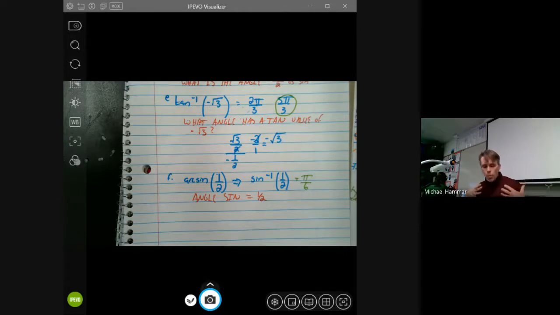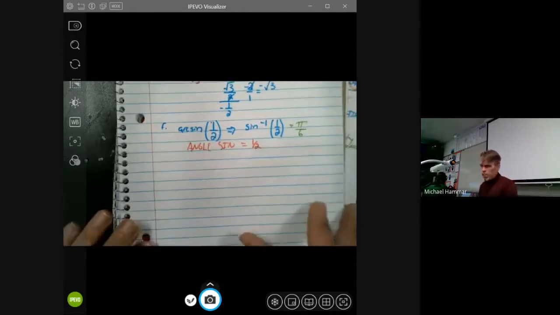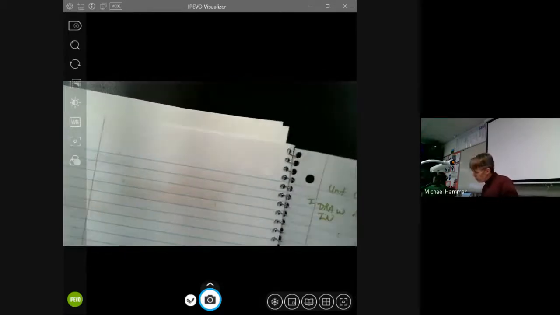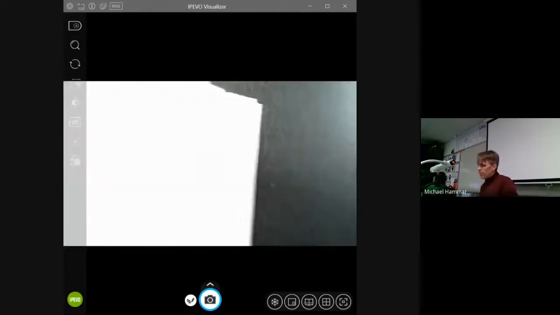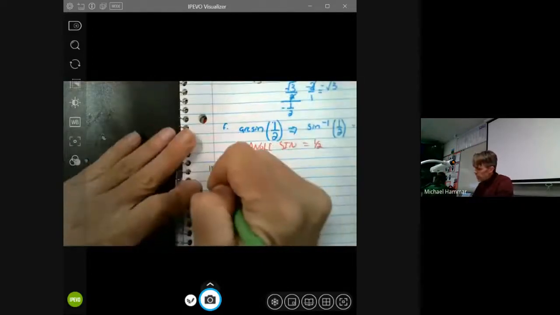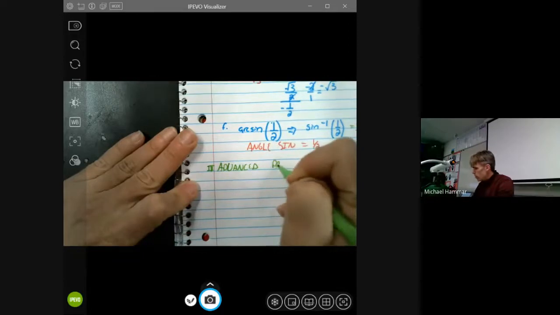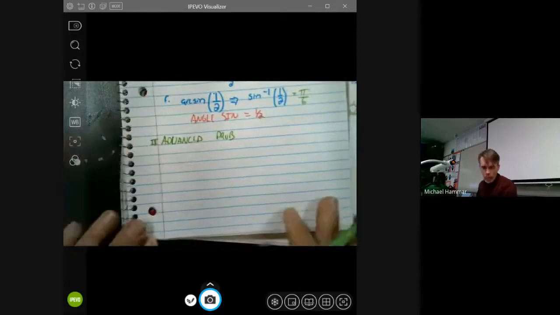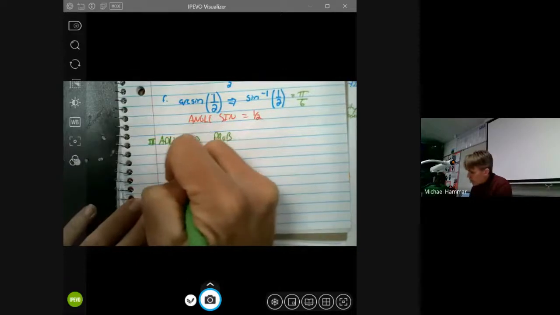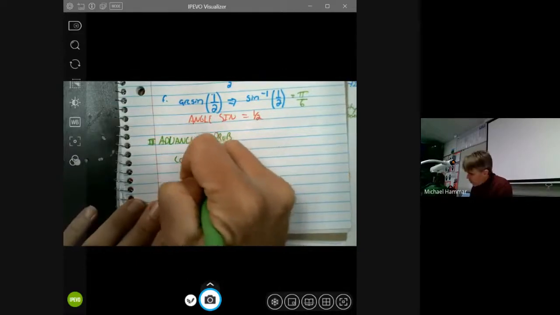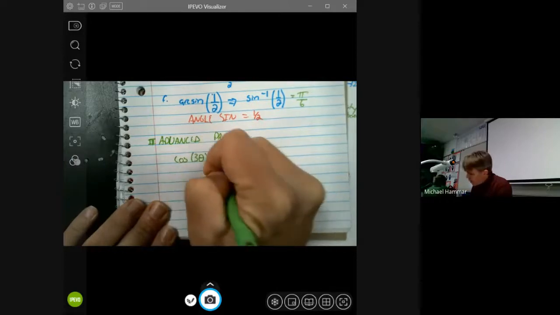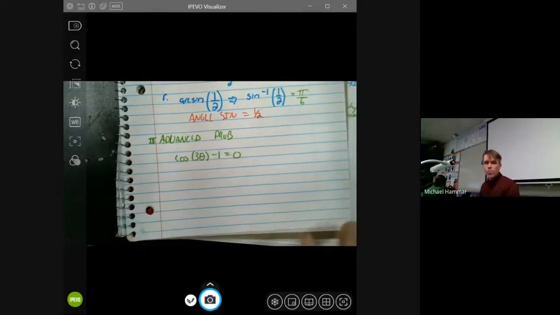Okay, now what if I give you something that's more of an equation? Let's take a look at our next thing, because that was just basic unit circle trig. What if I gave you more advanced problems that look like this? So for example, what if I gave you an equation: cosine of 3 times theta minus 1 equals 0. What do you do when you try to solve something that is now an equation?